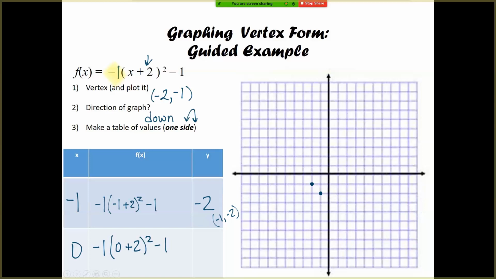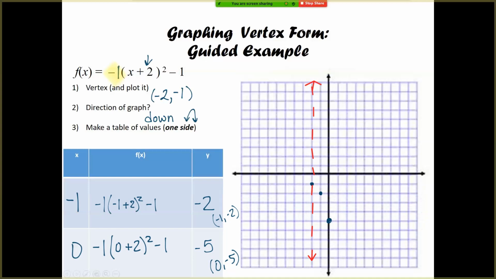So to plug in 0, I'm going to go back to the original equation. I'm taking out the x and I'm replacing it with 0. So now I have 0 plus 2, which is 2 squared, which is 4, times negative 1, which is negative 4, minus 1, which is negative 5. So 0, negative 5. So there's my first 3 points.